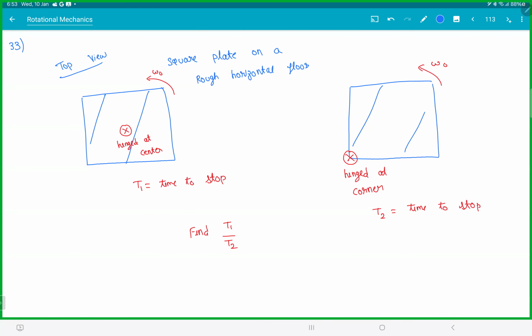How do we proceed with this? 1 by 4. Not exactly, 1 by 4 nahi hai. Any other answers? By root 2, nahi.